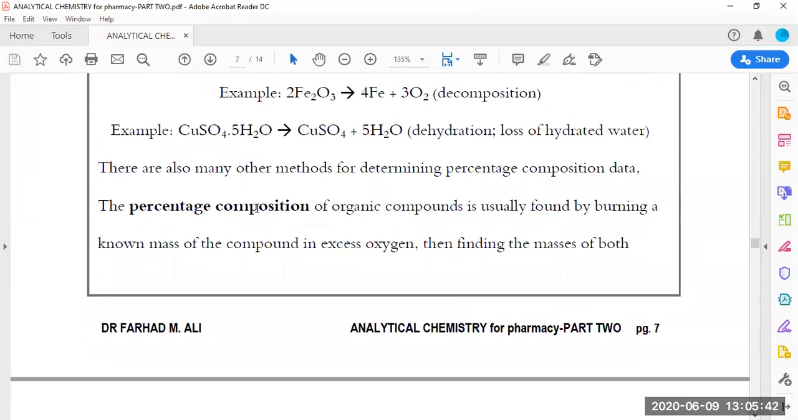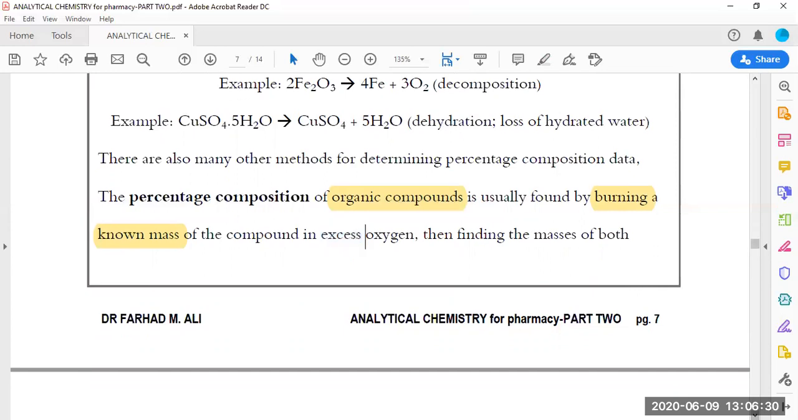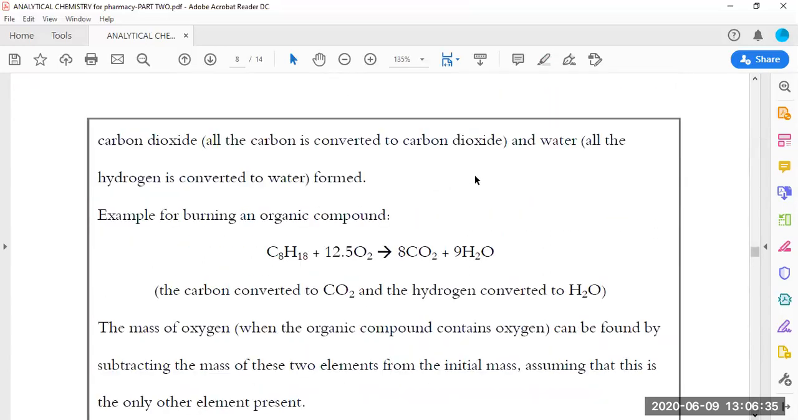Okay, the percentage composition of organic compounds. Let's talk about organic compounds, usually found by burning. We burn a known mass of the compound in excess oxygen. Why are we saying excess oxygen? We're saying excess to make sure that all the compound is burned and all the elements are converted to oxides. Then we find the masses of both carbon dioxide and water. All carbon is converted to carbon dioxide and all hydrogen to water. Look at the equation, I think that explains what we're saying.